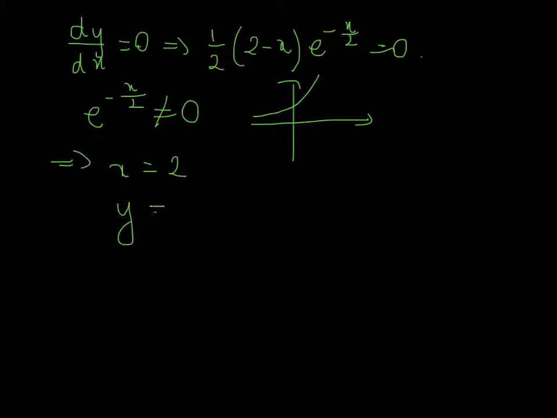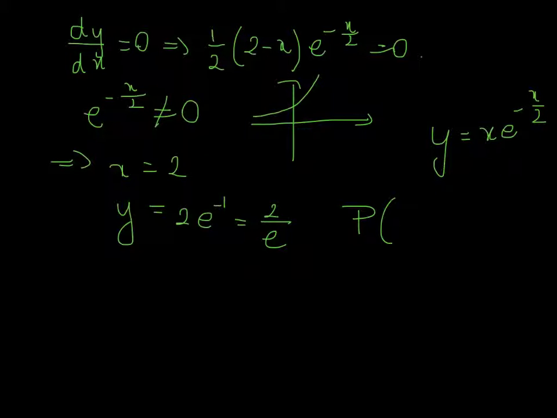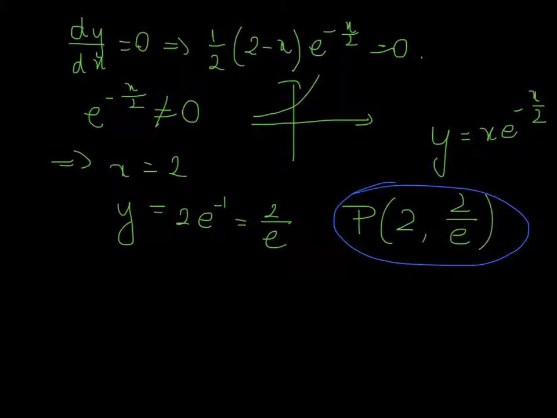Y for x equals 2. My function, remember, was y equals x e to the power of minus x over 2. So y is 2 e to the power of minus 1, so 2 over e. So my point, I think it was called P, has coordinates 2, 2 over e. Okay, actually I've seen that my point was called not P but M, doesn't matter. Now I am asked to find the nature of the stationary point.